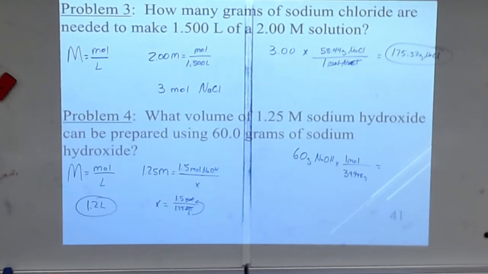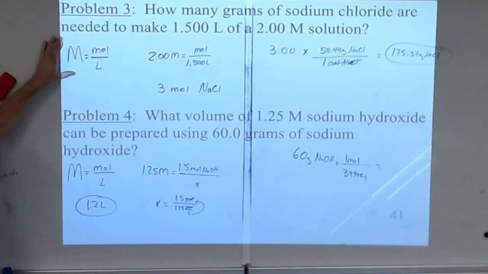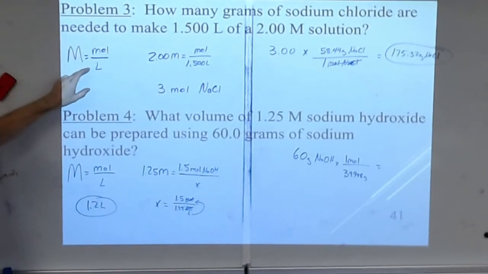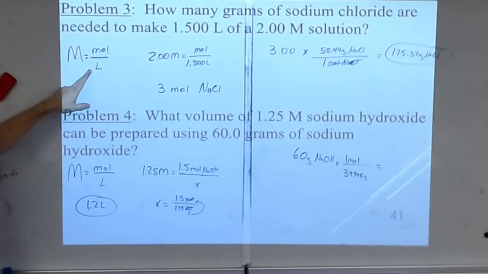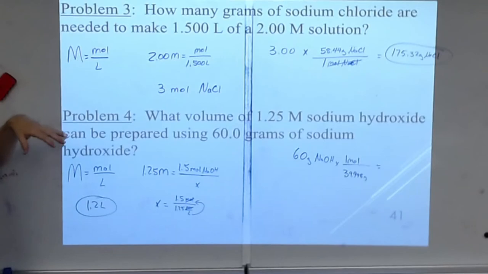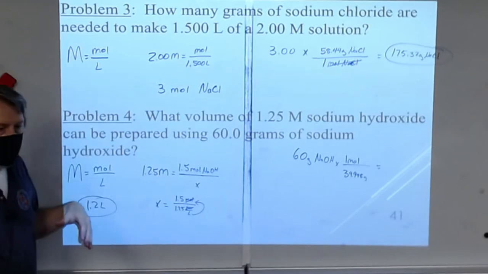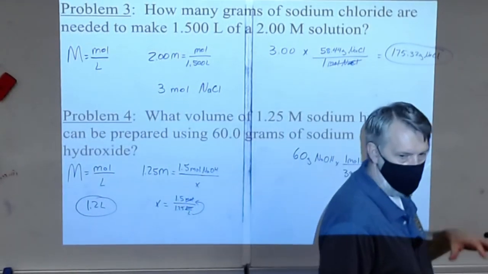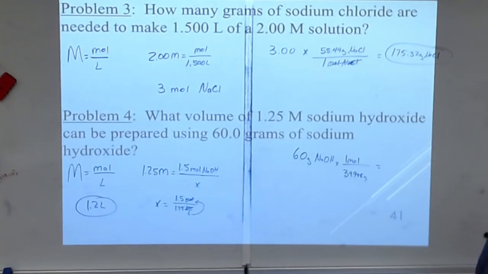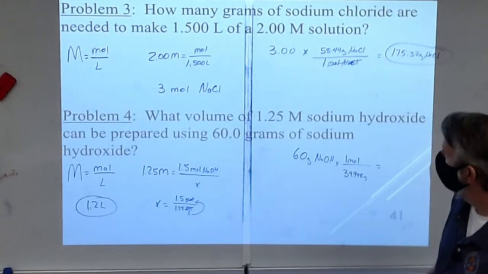Any questions on the algebra here? All right. This is all the different types of ways that we might ask you these kind of questions. Again, this is super, super important. M equals moles over liters. Moles and liters. So you're going to be asked to go from milliliters to liters, or maybe from picoliters to liters, grams to moles, moles to grams. All that stuff we've been doing since October, we got to keep doing.